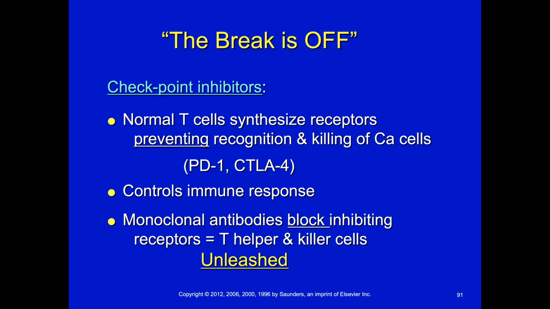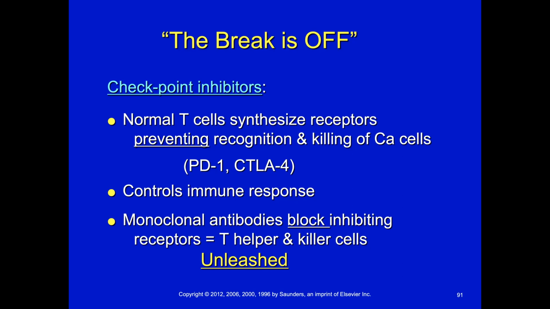It turns out that normal T cells synthesize certain receptors that prevent them from recognizing and killing cancer cells. This is done to control the immune response. So we're back again to having a pro-immune response and a negative immune response. You get to a certain point where immunity has to be shut down, so it doesn't just run amok and cause havoc like a cytokine storm.